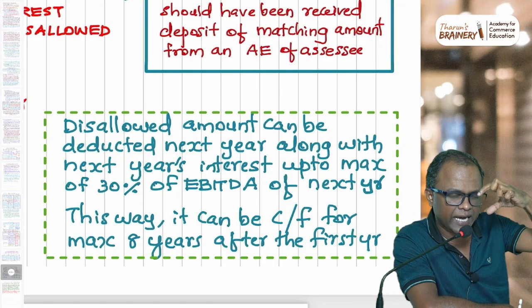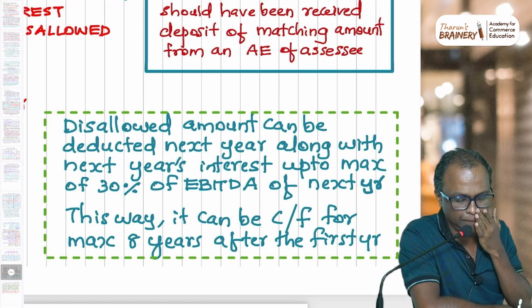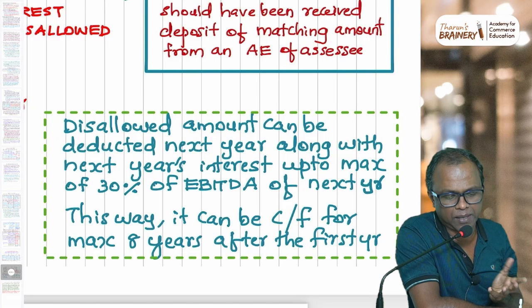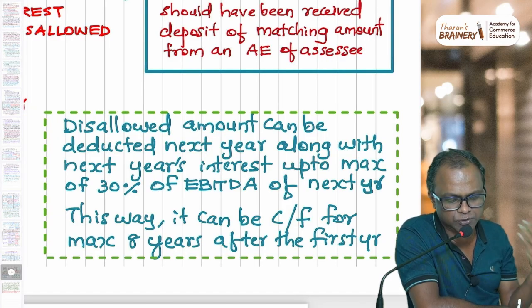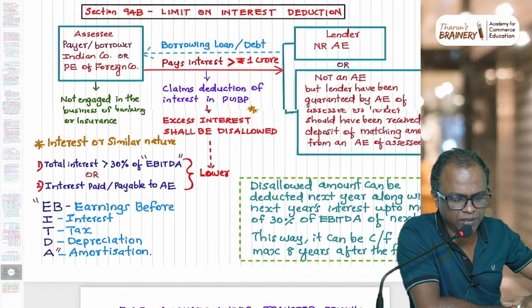Next year there should be no disallowance and your total interest should not reach 30% of EBITDA. If a gap is available, to that extent you can set off this carryover interest. Maximum 8 years you can carry over. If within 8 years you cannot absorb this interest, it will lapse. So this is the section 94B provision.